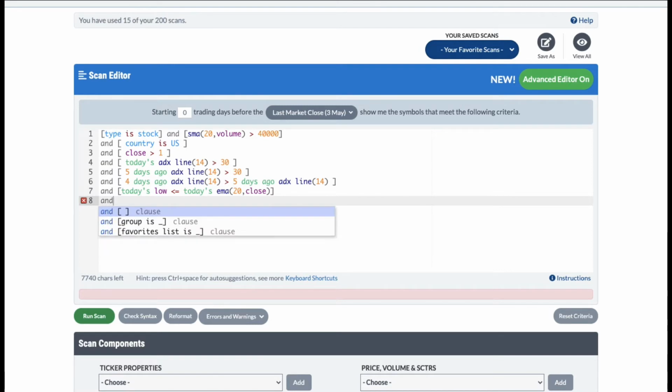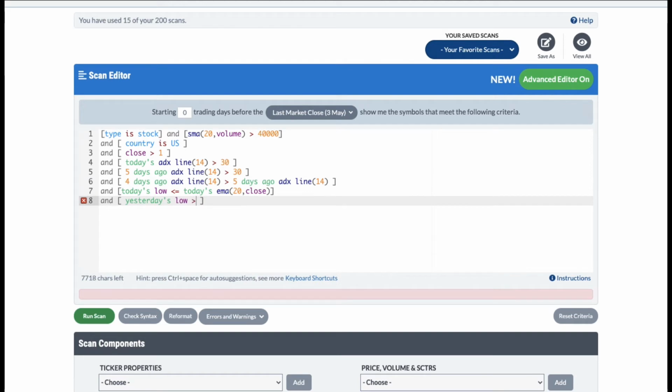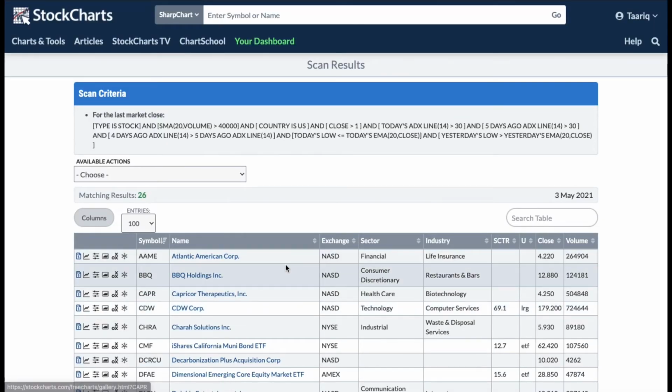The second one is we want to see that yesterday's low is actually greater than yesterday's exponential moving average. Okay, and once we set that up, we can go ahead and run the scan. And we see 26 results.